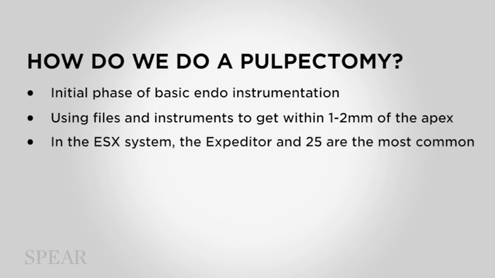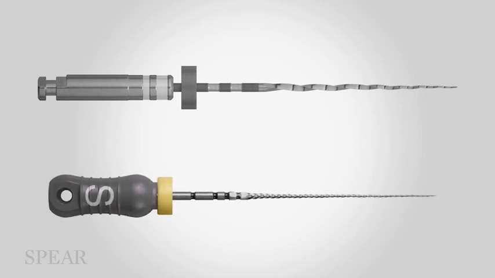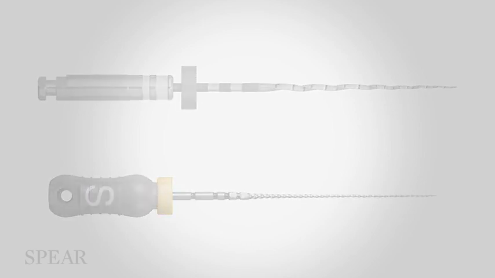So I use the ESX instrumentation system. For most of the cases, I end up using 2 files, just the main expediter file that's used at the beginning, and then the size 25 will usually suffice. If it's a very big, juicy anterior premolar, I may use a 35 or a 45, the other 2 finishing files in the ESX system. But the beauty of a system that's efficient like that is that you only need 2 files, and the vast majority of the time, with those 2 files, you can get the results where the patient's comfortable.